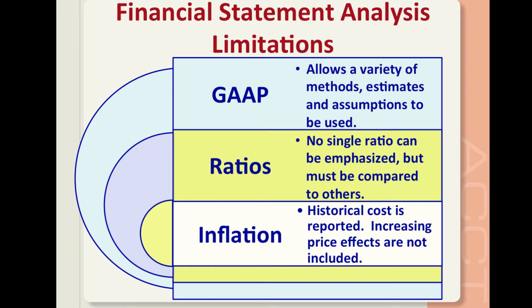Second, decision makers using financial statements and the resulting ratios should not place too much emphasis on any single ratio. Ratios must be looked at as a story that cannot be told without all of the pieces. Third, financial statements are prepared using historical cost and therefore are not adjusted for the effects of increasing prices. Therefore, financial statement users must consider that the impact of changing prices could be dramatic and not necessarily reflected in these financial statements that we're looking at.